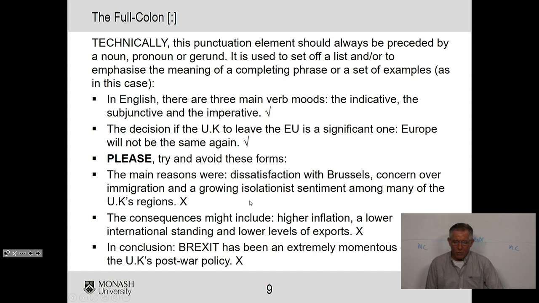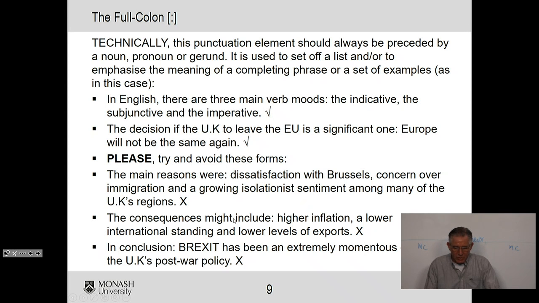Good. I want you to avoid using the full colon after verbs. Here are some examples. The main reasons were, full colon. No. What you're doing there is, in a sense, splitting the verb and its object some of the time, even though were is not seen to be a transitive verb, but it's unnecessarily breaking the logical flow of the sentence after the verb.